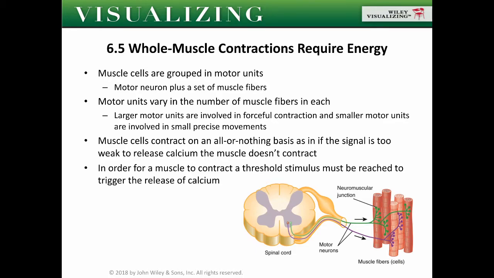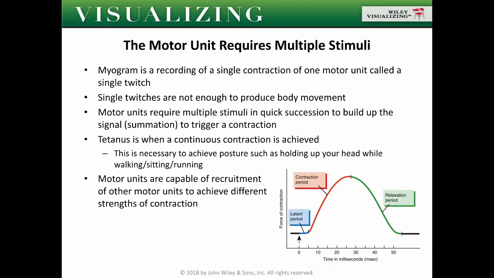In order for the muscles to contract, a threshold stimulus must be reached to trigger the release of your calcium. So the motor unit requires multiple stimuli. The myogram here is a recording of a single contraction of a motor unit called a single twitch. A single twitch is not enough to produce body movement. So motor units require multiple stimuli in quick succession to build up the signal to trigger your contraction.